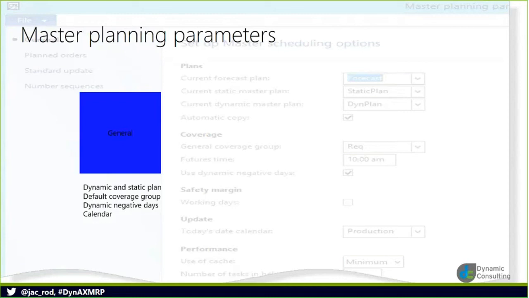You can see in the screenshot behind here, this watermark that you can specify different plans for the dynamic and master, or you could specify the same one. So you could have your 1 plan or 2 plan scenario like we showed before. You can also indicate here what the generic coverage group is. So in the case that an item doesn't belong to a coverage group, this general coverage group is going to be used. You can specify dynamic negative days on the master planning parameters. We're going to talk about that in a minute, but it's important to understand that they're set here.